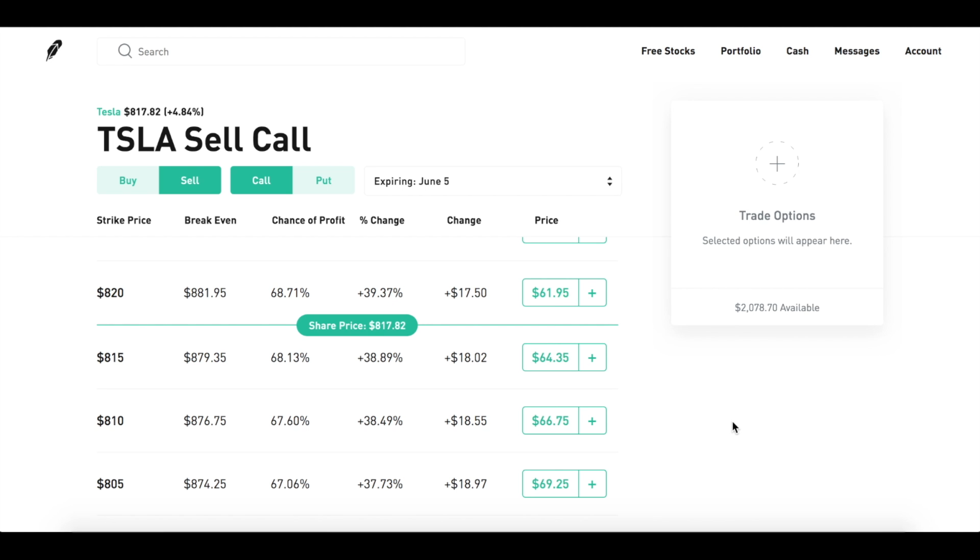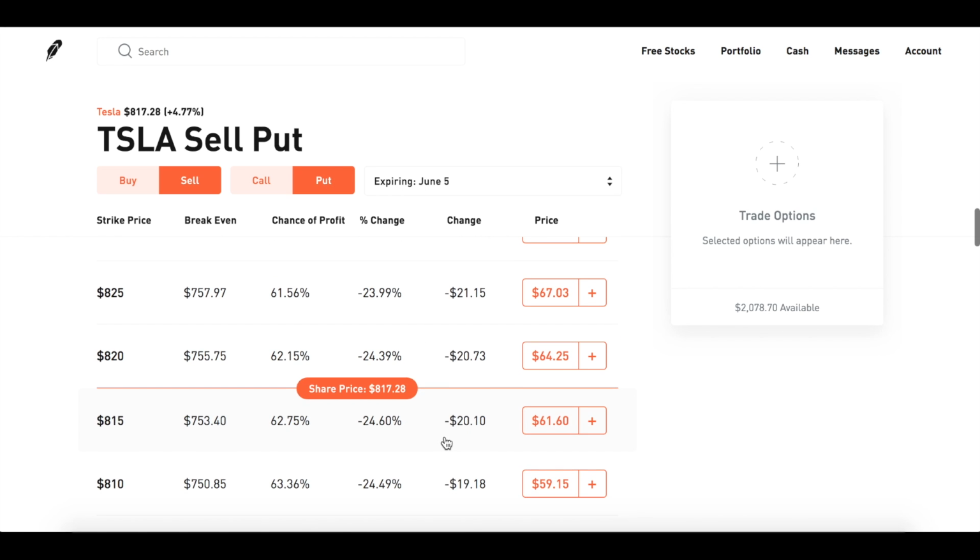Then the next thing here is selling a cash covered put. So if I were to go to sell here and go to put, I can sell a cash covered put on Robinhood. So what happens with the cash covered put? Well, you're going to be collecting a premium. The buyer is going to pay for the right to sell you shares of the stock at any time before the expiration date at the strike price. Okay, and the premium is essentially going to allow you to lower your purchase price if you get assigned the shares of the stock. Okay, and that's selling a cash covered put.